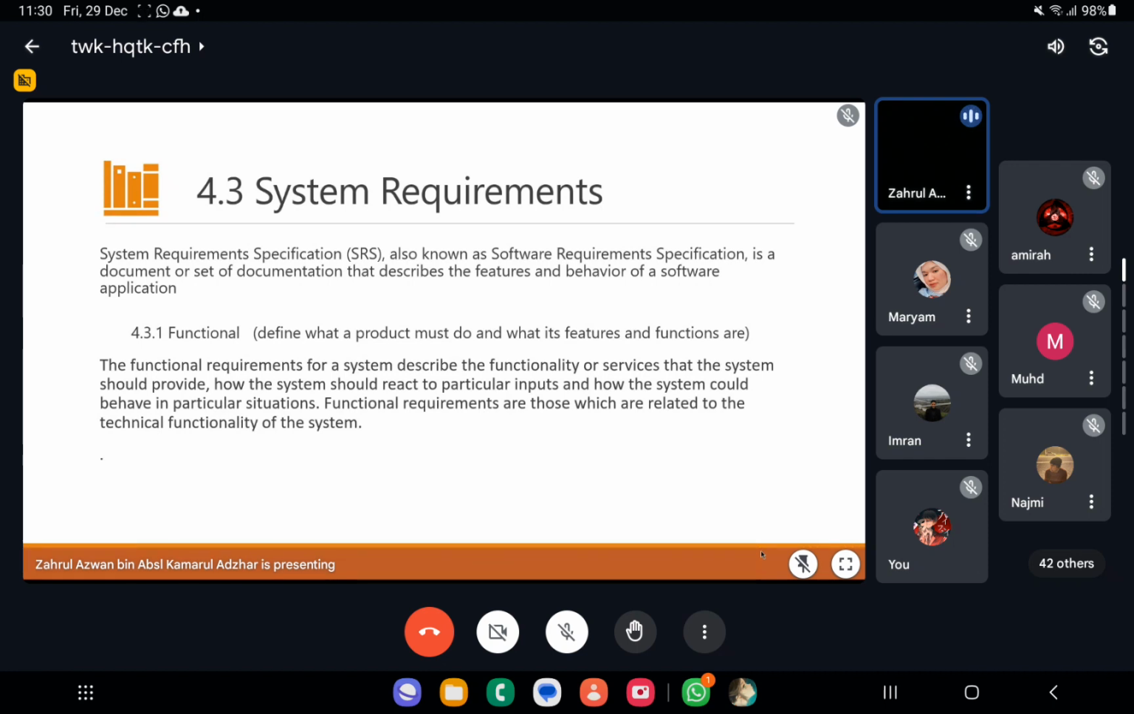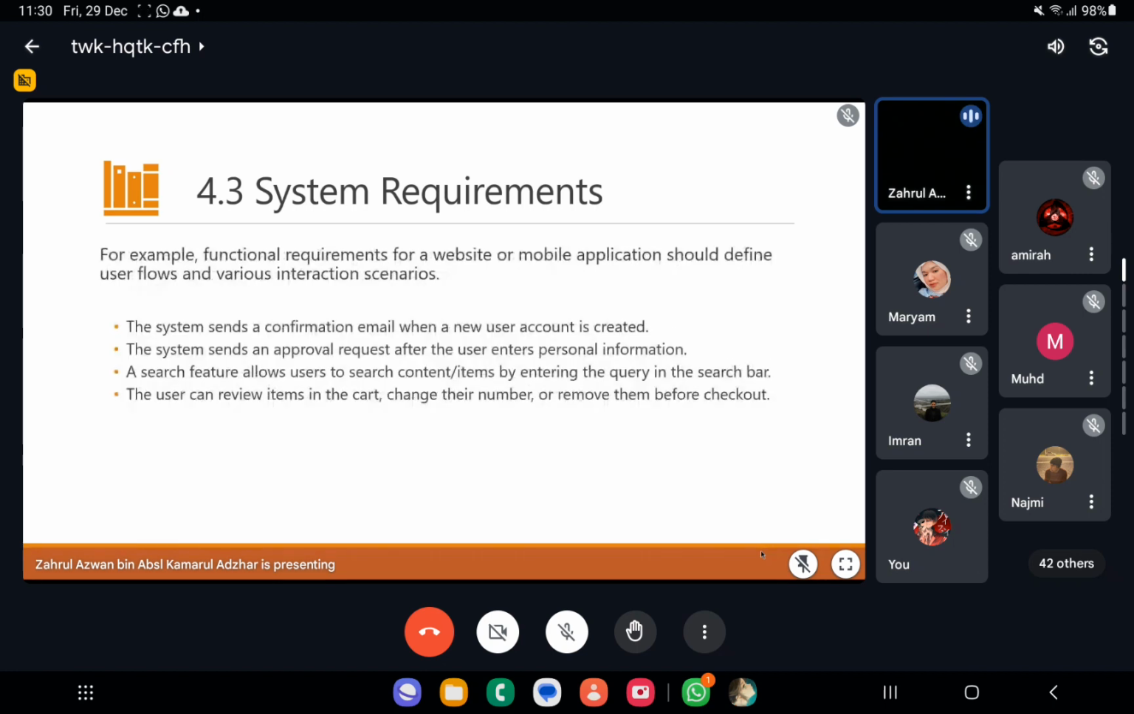Okay, functional defines what a product must do and what its features and functions are. The functional requirement for a system describes the functionality of the service that the system should provide, how the system should react to a particular input, and how the system should behave in particular situations. Functional requirements are those which are related to the technical functionality of the system. This is an example: a website or mobile application should define user flow and various interaction scenarios.